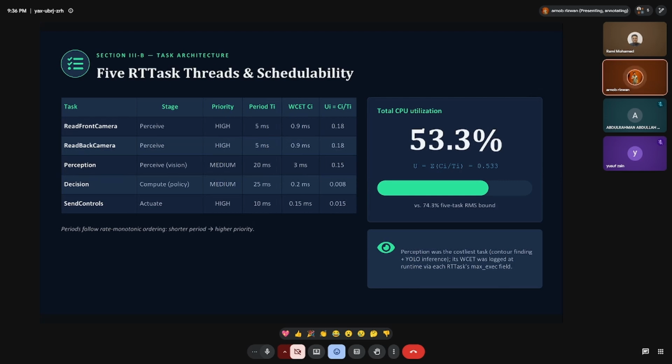And the last thing worth mentioning here, perception was by far the most expensive task because of the contour finding and the inference. So we just didn't assume its timing. We also measured the worst case execution time live at runtime using a max execution field counter inside each RT task. So that's all from me. I'm forwarding to Yusuf.